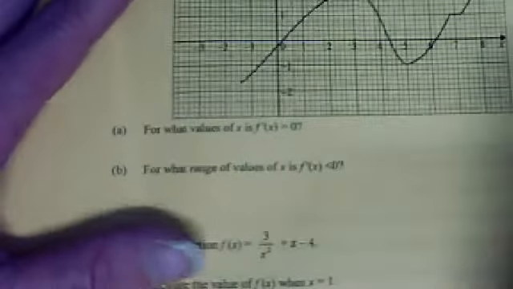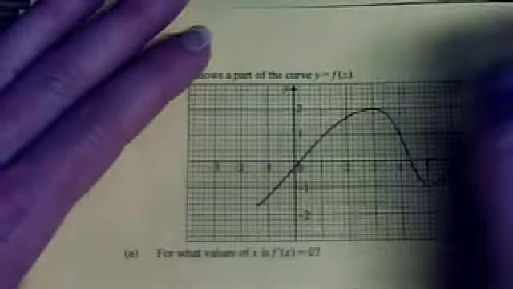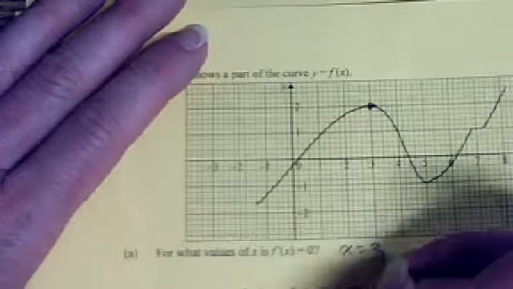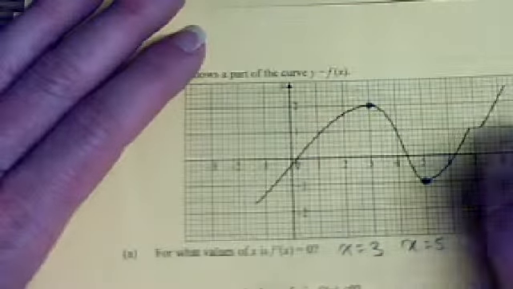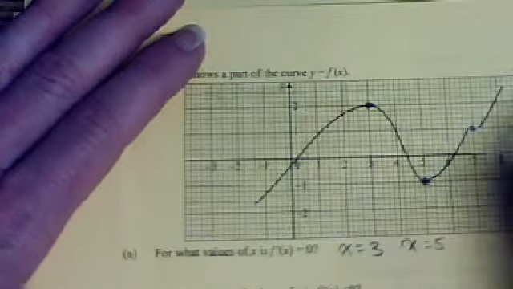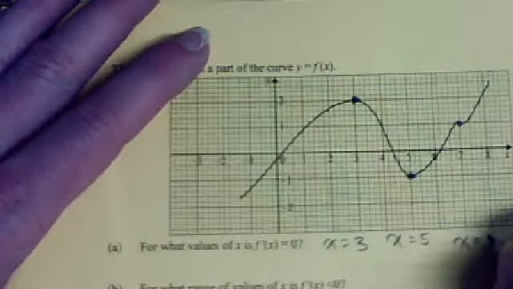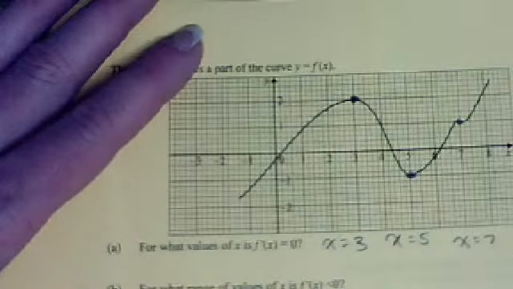For what values is f prime equal to 0? In other words, when is the derivative 0? So those would be maximum points. So when x is 3. Minimum points when x is 5. And you could have done a range here, and I also accepted just 7. But some people put 6.8 to 7.3, and that's fine as well.